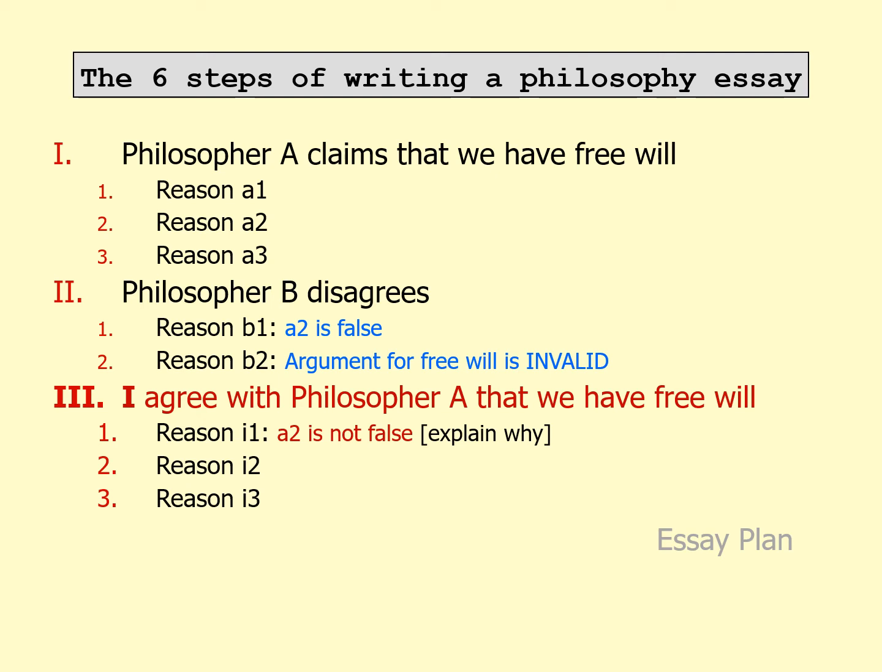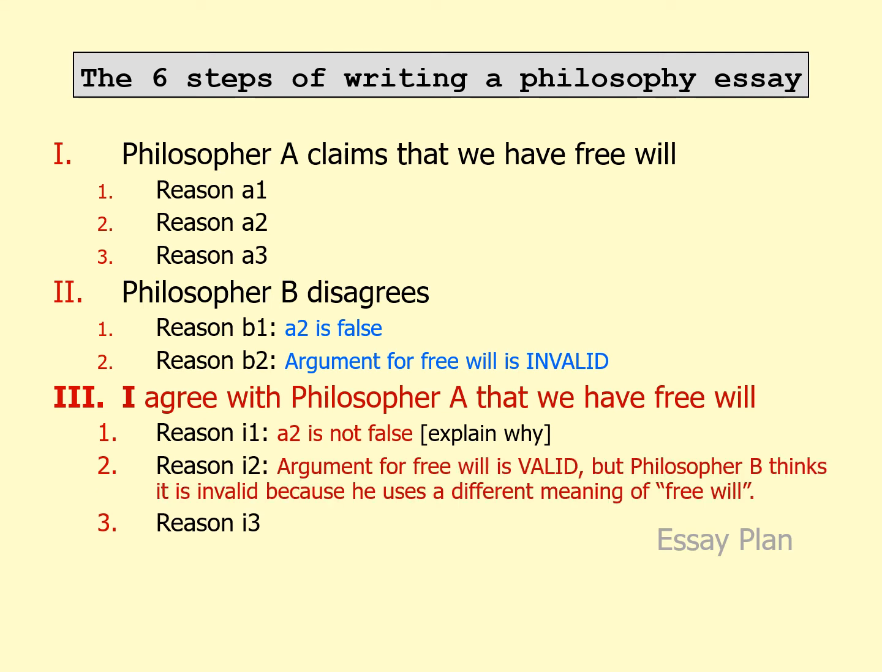Your reason I1 might be that philosopher B is wrong in claiming that A2 is a false premise. Your reason I2 could be that philosopher B is mistaken in thinking that A's argument is invalid because he is using the term free will in a different sense than philosopher A is. And since you are agreeing with philosopher A, I3 should be ideally some additional reason for thinking that A is right, and we have free will.